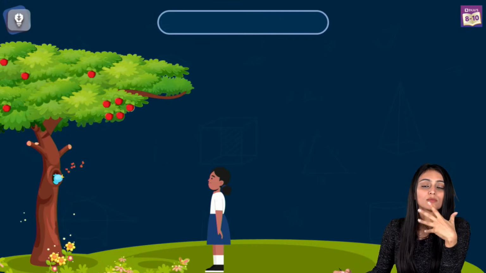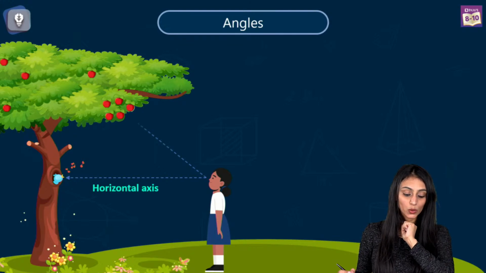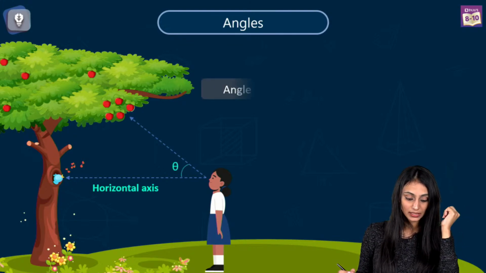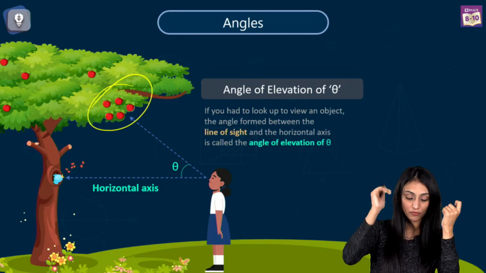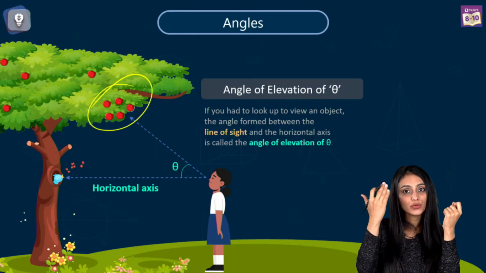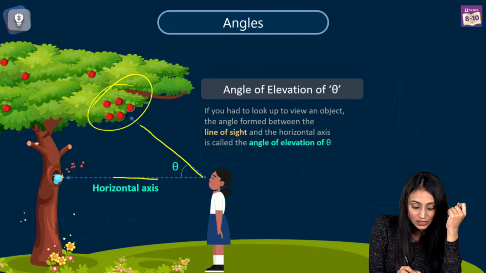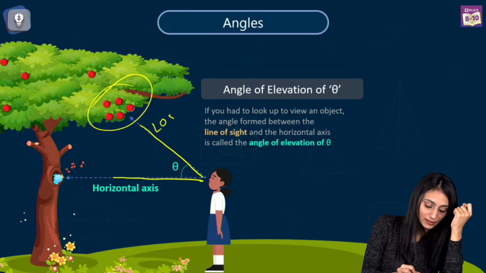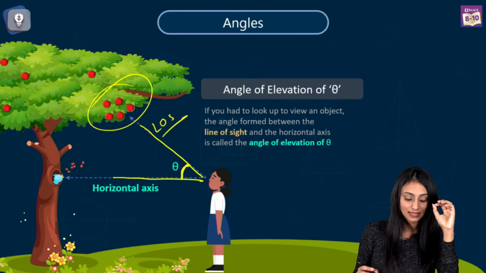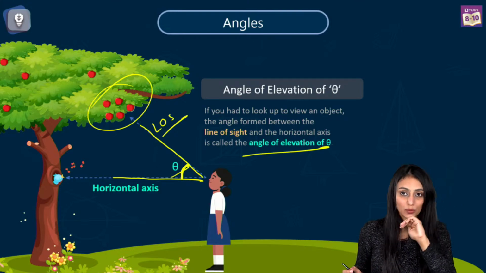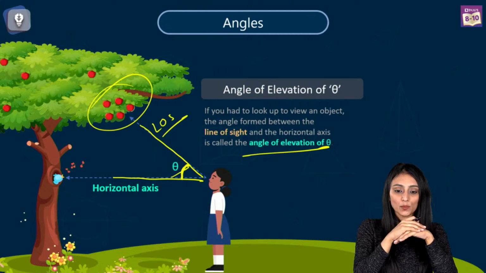Now, when it comes to some applications of trigonometry, there are a few terms that we need to know. Let's suppose Pia were to look at the fruits which are above the bird. The object she is looking at is these fruits, which are high above, so she has to look up to view that object. The angle is formed between the line of sight and the horizontal axis. This is the line of sight, LOS, this is the horizontal axis, and the angle formed here, theta, is the angle of elevation. So when the observer is looking up to view an object, the angle of elevation is formed at the observer's eye.